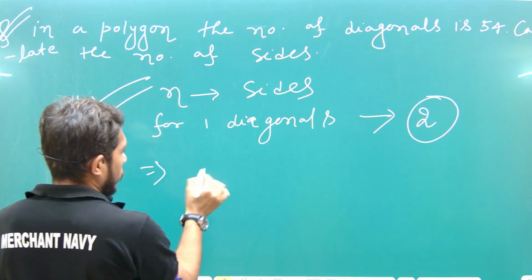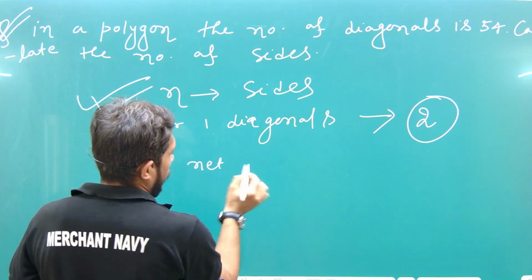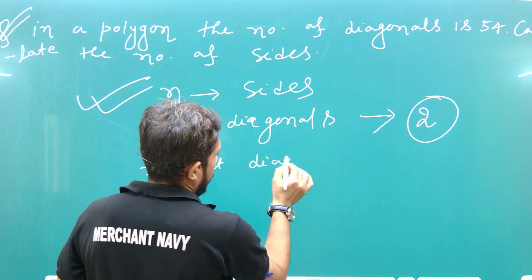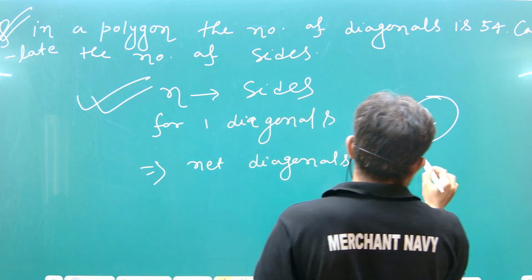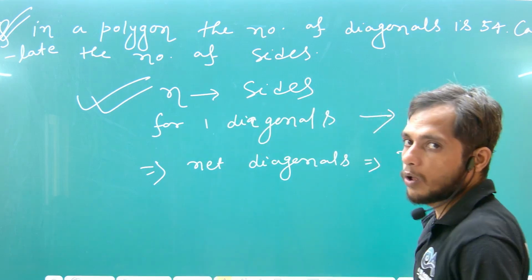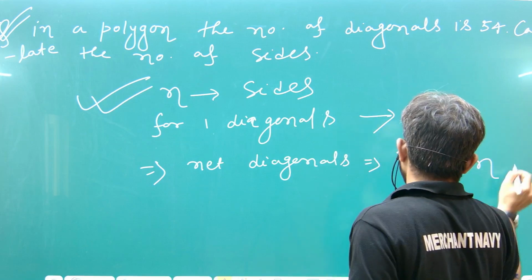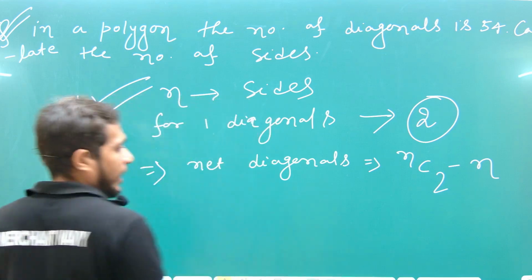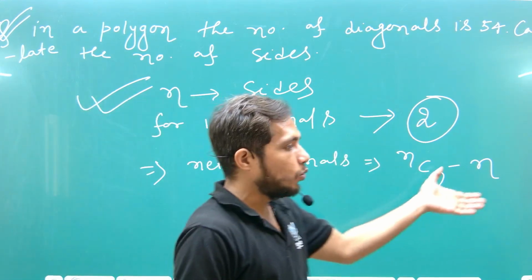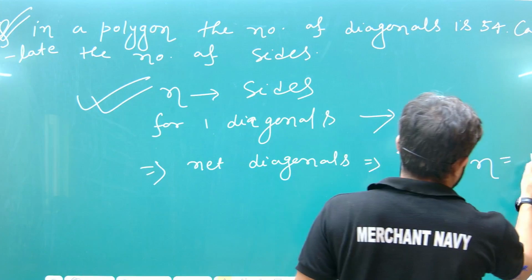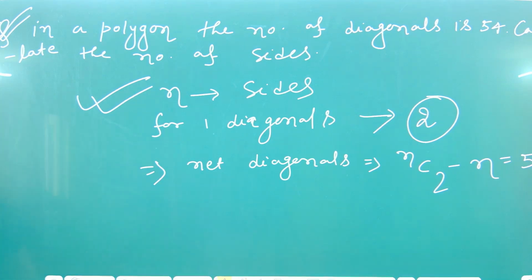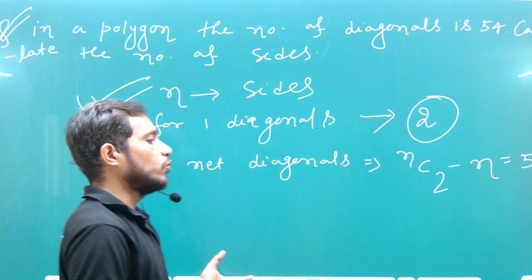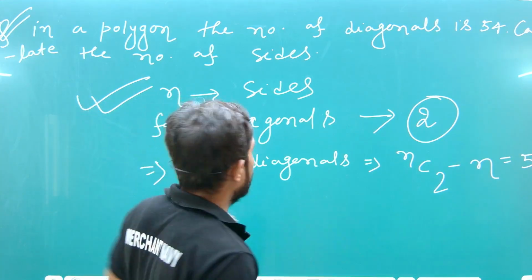So the number of diagonals, the total diagonals, will equal nC2 minus n. Okay, so minus n. So nC2 minus n will equal the total possible diagonals. Is it clear? So you will get nC2 minus n is equal to 54.